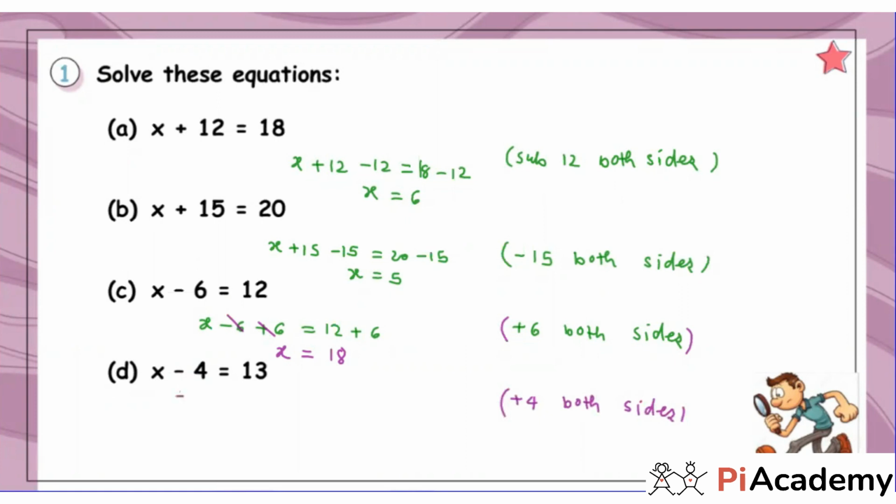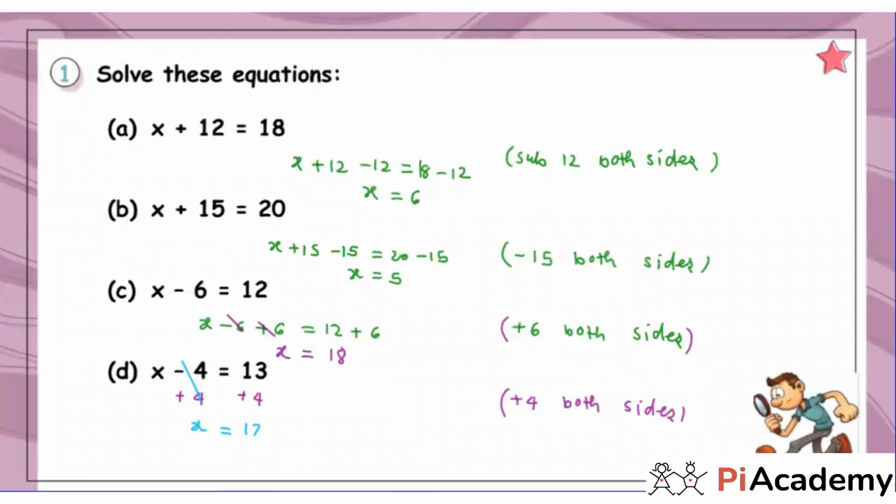Like this also you can operate, okay? Nothing to worry. Like this, if you want the column addition, then also it's fine. Okay, this and this will get cancelled. So x equals what? 13 plus 4, that's 17. Okay, so let's have question number 2.